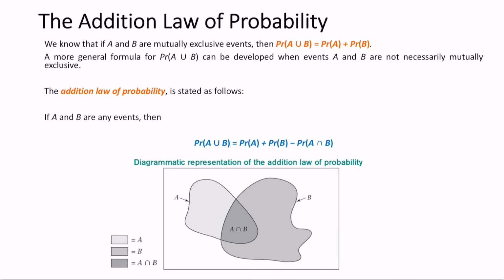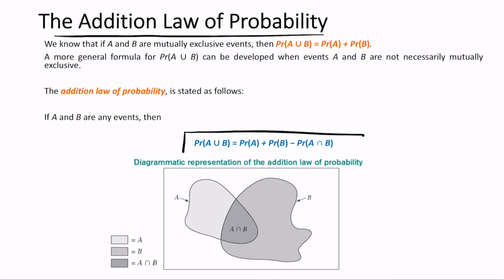Now let's come to the addition law of probability. I have told you that when you have two events that are not mutually exclusive, we have to know how to write the probability of having either of the events, the union of both events. So the probability of A union B is given as the probability of event A plus the probability of event B minus the probability of A intersection B.